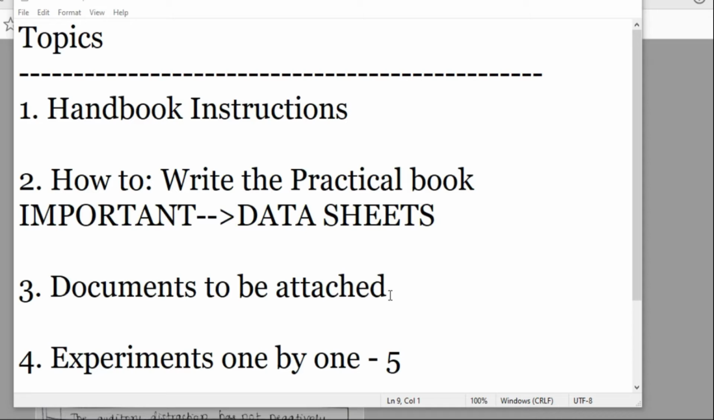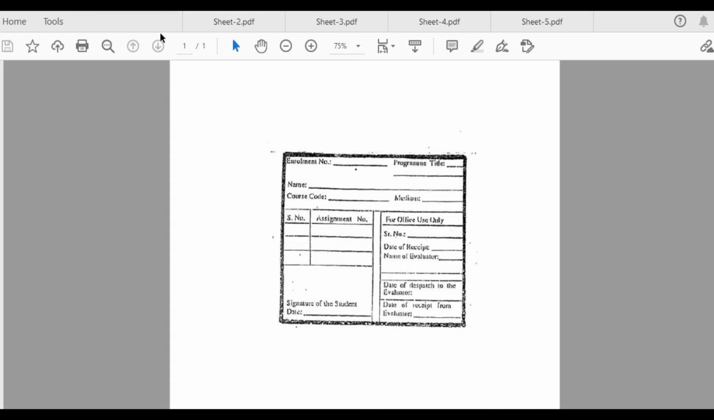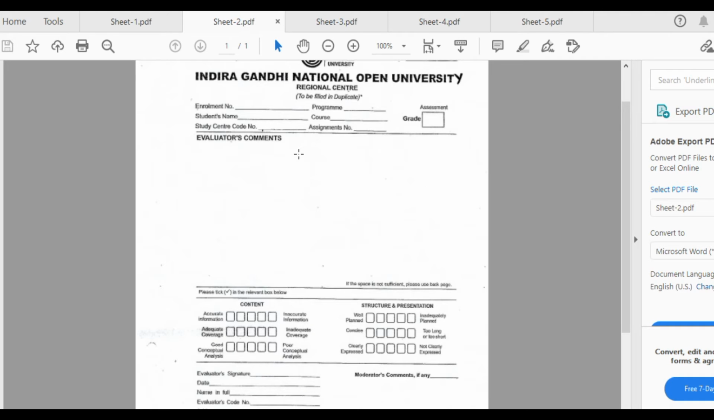Now let's move on to the documents to be attached. There will be 5 sheets to be attached. These are the documents apart from your practical handbook. Inside the handbook, you have to paste these sheets. The first page will be, I think, a blank sheet in the practical book. Paste this receipt on it and write all the details. Then there will be an index page, I think, because it depends on practical book to book. If there is an index page, it will contain all your experiment names and which page number each is on.